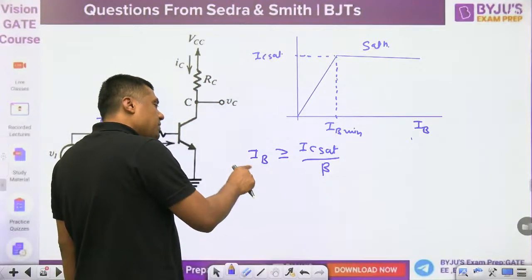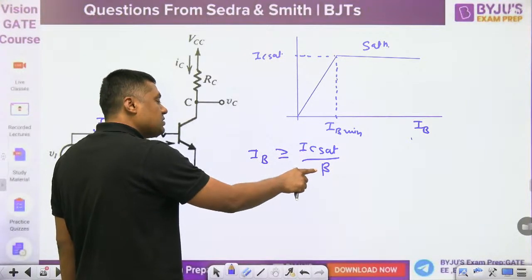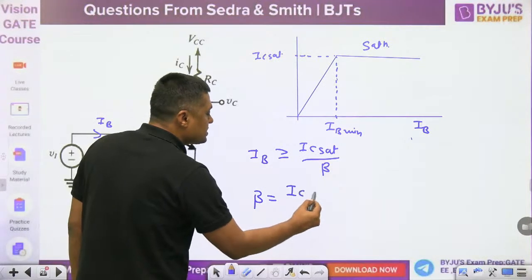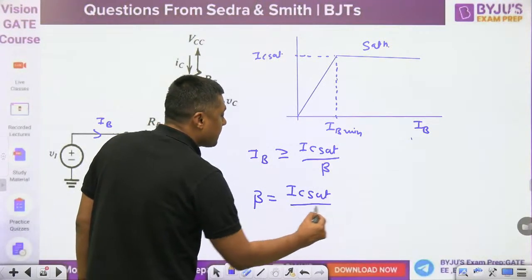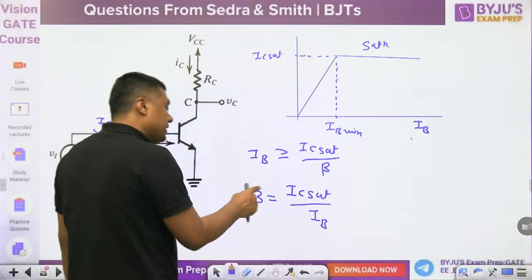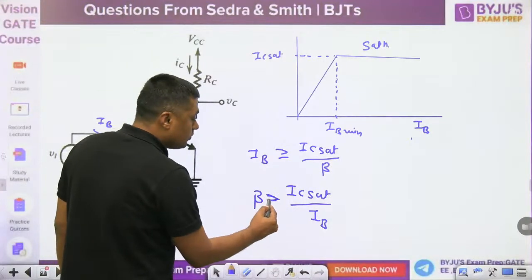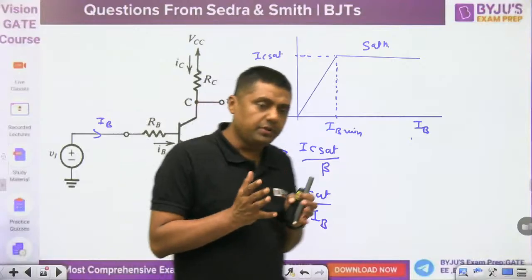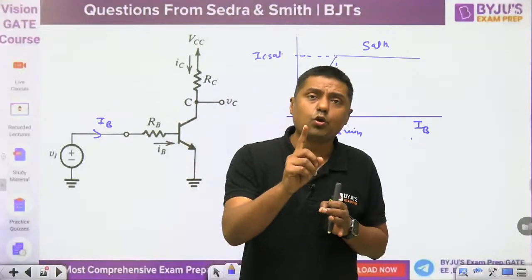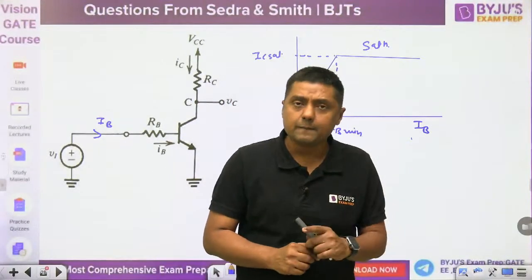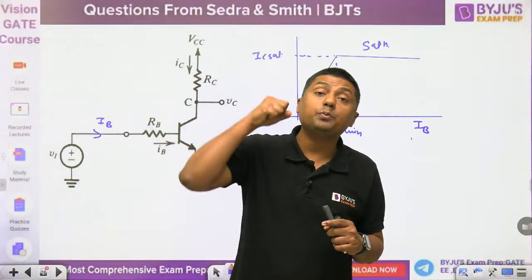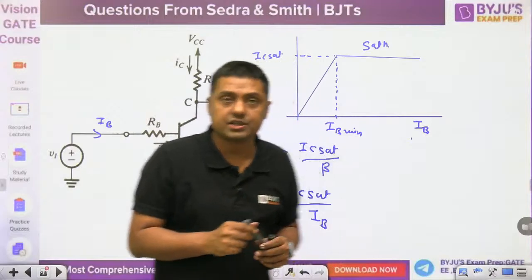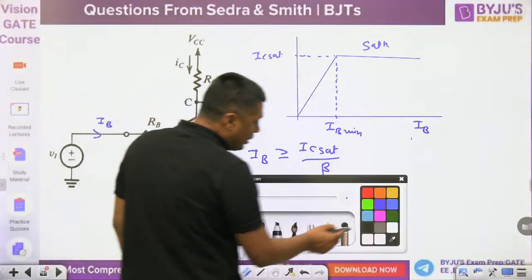But suppose IB is fixed, IC sat is fixed and beta is variable. So what is the beta here? You can find beta is equal to IC sat divided by IB. Beta should be greater than or equal to this value. Then the transistor will be in saturation for a fixed value of IC and a fixed value of IB. That beta is called beta forced. It will force the transistor to move into saturation.